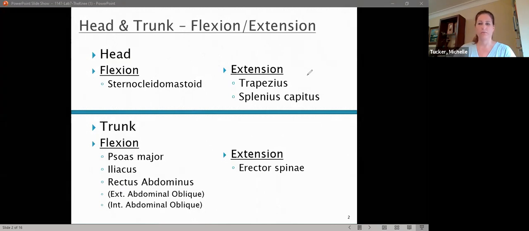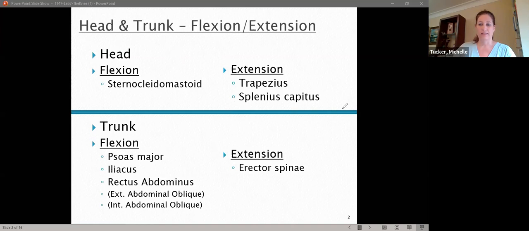So muscles that perform the same motion are agonists. Trapezius and splenius capitis perform extension at the neck joint. They are antagonists with sternocleidomastoid, which performs flexion at the neck joint. So sternocleidomastoid is an antagonist to trapezius. Sternocleidomastoid is an antagonist to splenius capitis.